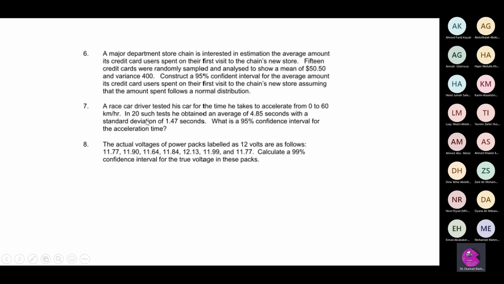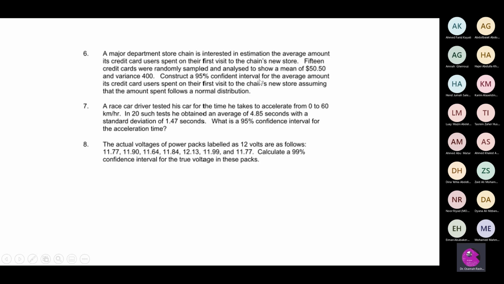Are you given here the variance, or what's the question? What is the 95% confidence interval for the acceleration time? Okay, so I don't know if this is a mean or the variance or something. Can you decide it, this one? Okay, what about 6? Confidence interval for the average. So the average is the same as the mean. Catch my point? Okay, so I'll go for the confidence interval for the mean.